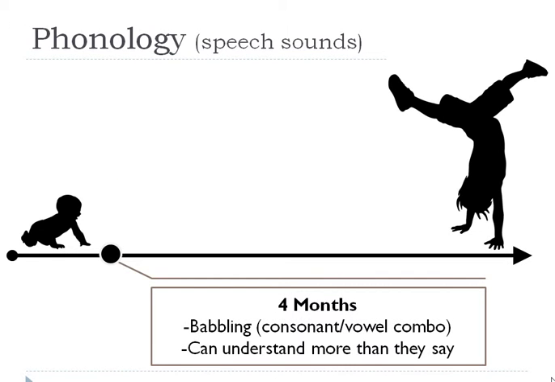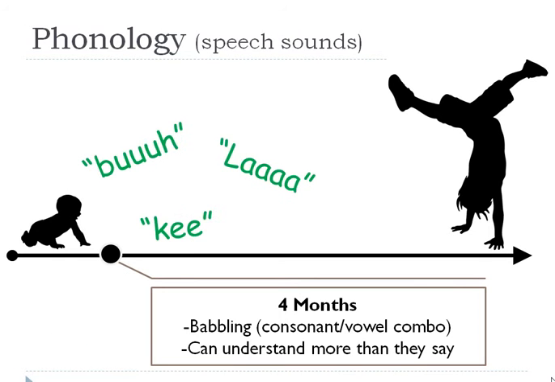And in about 4 months, that cooing evolves into babbling. The difference being that babbling starts with a consonant, a hard sound, and then ends with a vowel. It's a combo of the two. And really at this age, 4 months, and from here on, babies can understand more language than they can physically say. And so they are still getting used to these motor skills, which is why we have cooing and babbling.